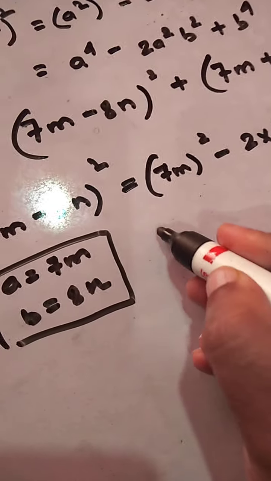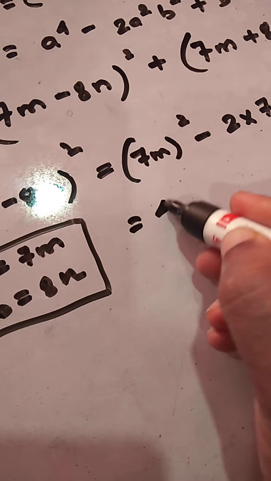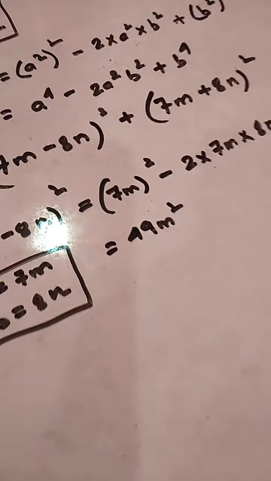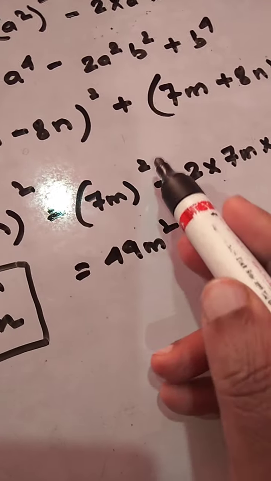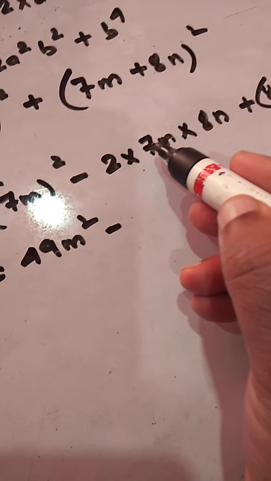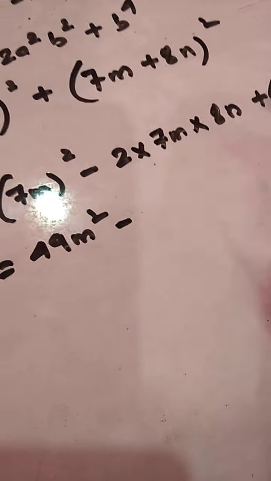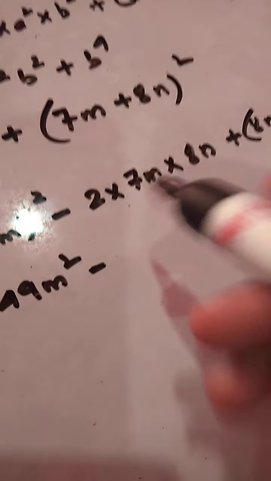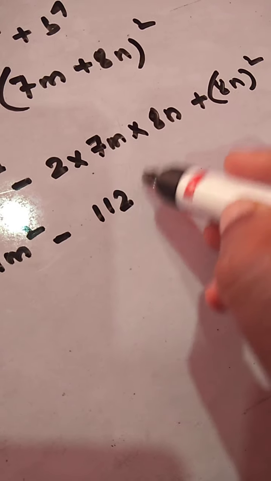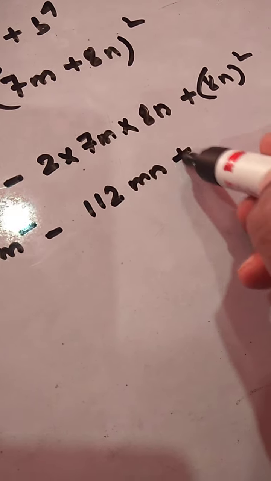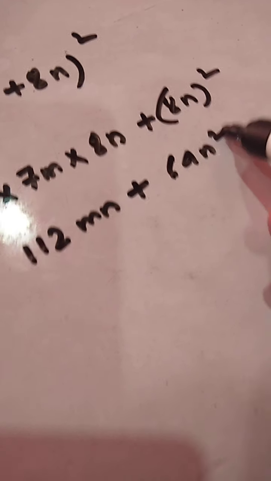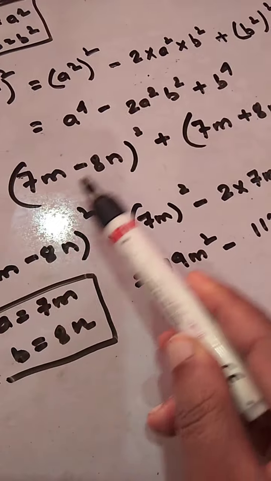Now let's solve it. What is the square of 7? 49. And the square of m is m square. So the answer of (7m) whole square is 49m square. Minus 2 into 7 is 14, and 14 into 8 is 112. m into n is mn. And the value of (8n) square will be 64n square. So this is the answer of (7m minus 8n) whole square.